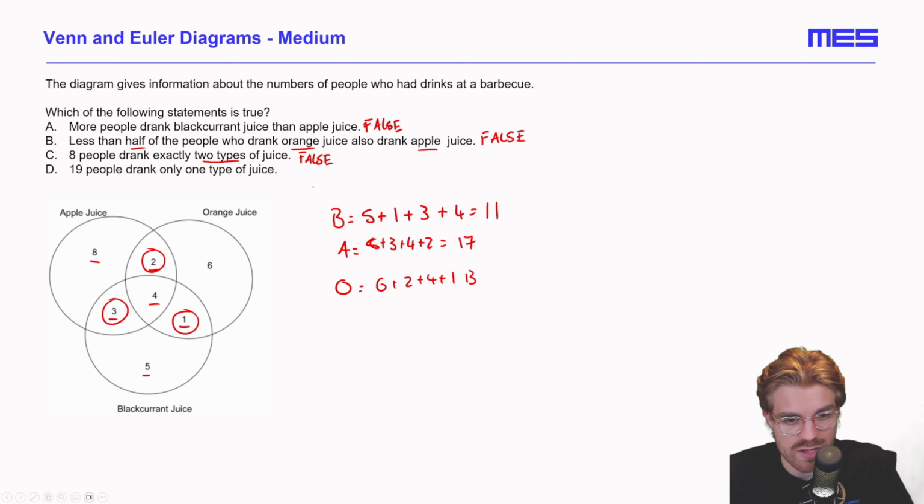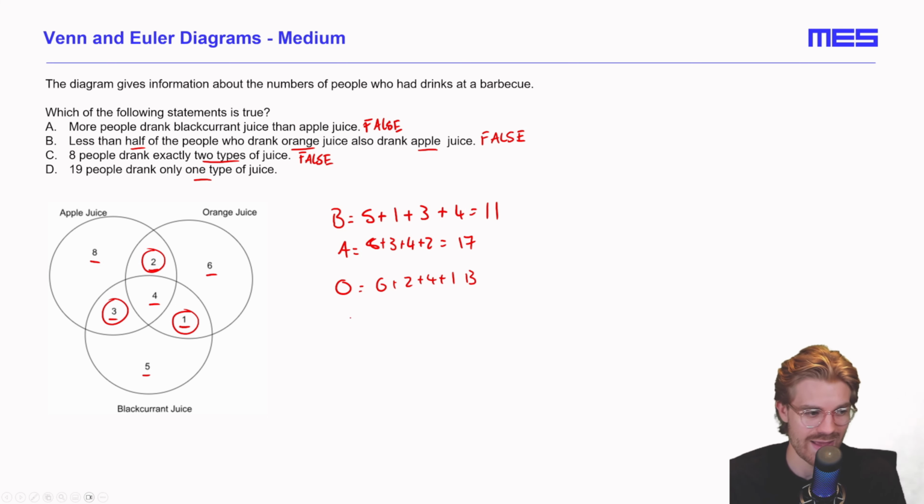Which means that we've got to our fourth option, which, because the other 3 are all false, means this one must be true. So I could just move on straight away. But I'm going to do the calculation just to check. 19 people drank only 1 type of juice, so we've got 8 plus 6 plus 5, and that is equal to 19. So this is true.